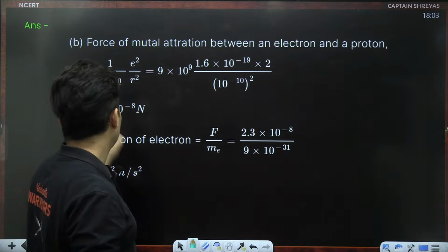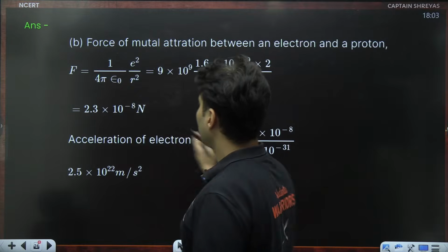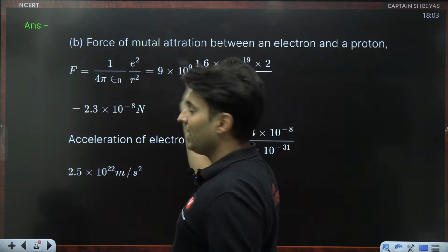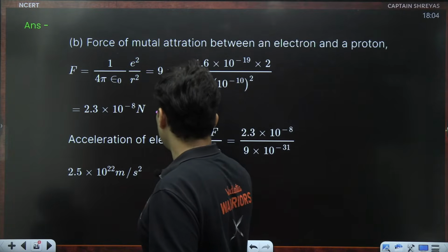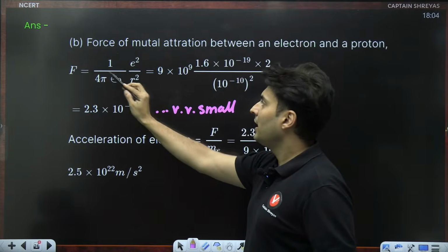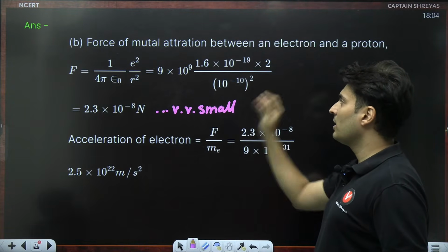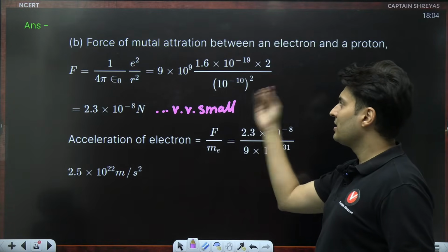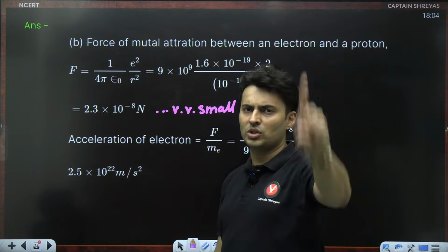I know the force. Interestingly, look at it. The force between electron and proton comes out to be very small if you substitute the values. K Q1 Q2 by R square. Charges are 1.6 into 10 to the power minus 19, and the distance they have taken is 10 to the power minus 10 meters, which is 1 angstrom.